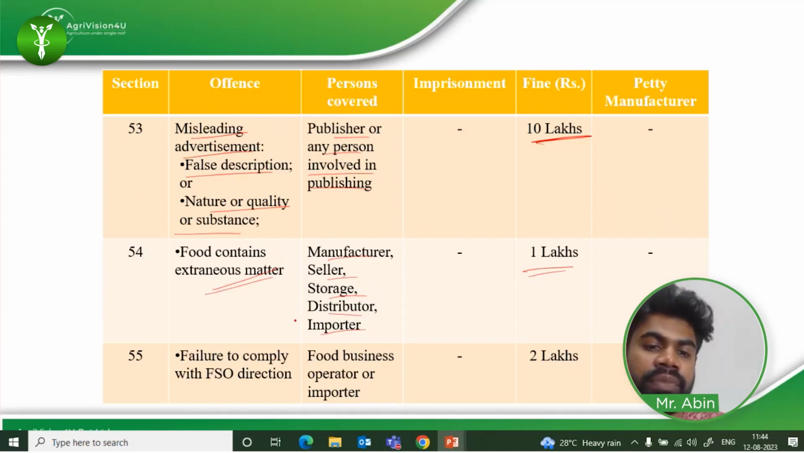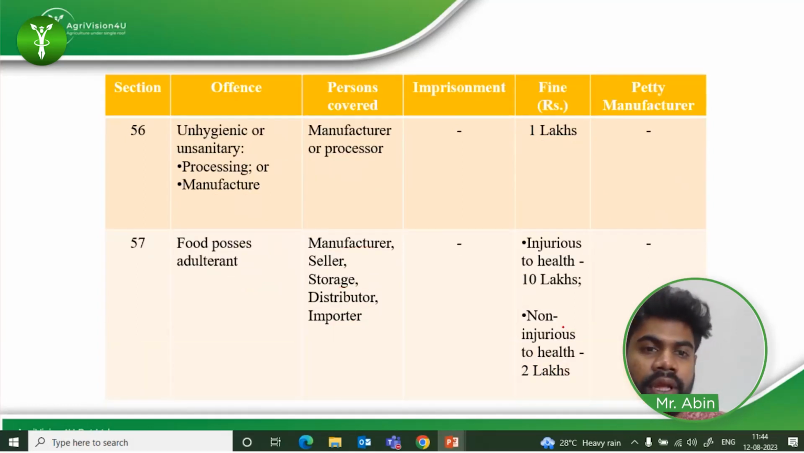1 lakh will be the fine for failure to comply with FSO direction, whatever directions the FSO is giving during the inspection or regular checkups. Here only FBOs and importers will be responsible. Applicable fine is 2 lakh rupees.